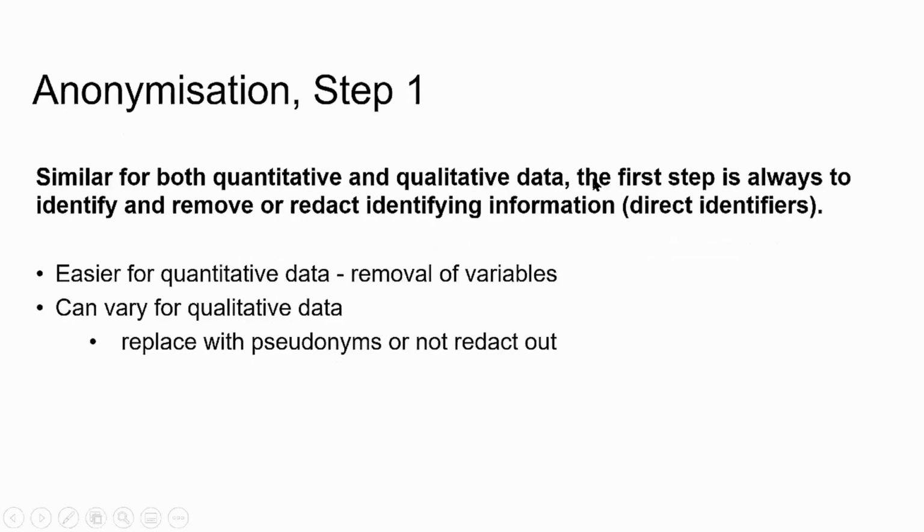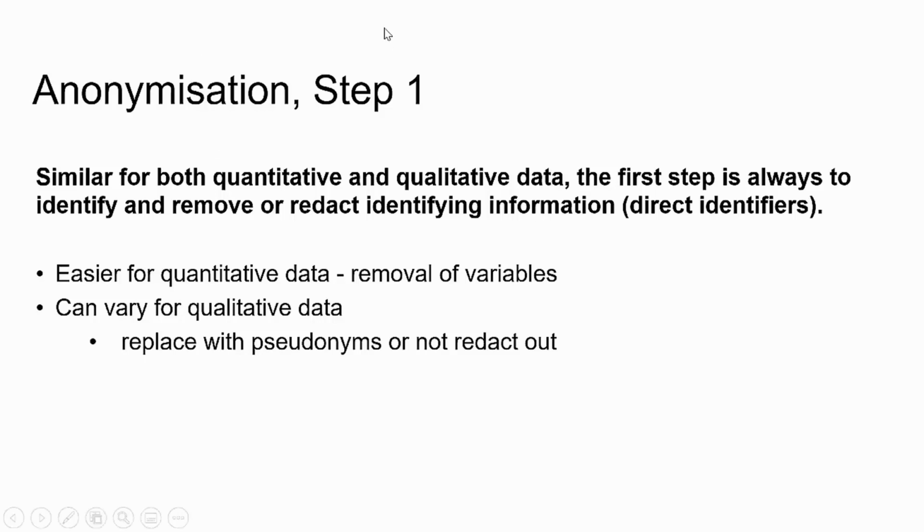Yeah, so in terms of thinking about how we start an anonymization or pseudonymization process, the first step, as we saw in Mentimeter, can vary, but this is similar to both quant and qual: the first step is usually to identify and remove or redact identifying information. So those direct identifiers are the first thing that we should really think about.